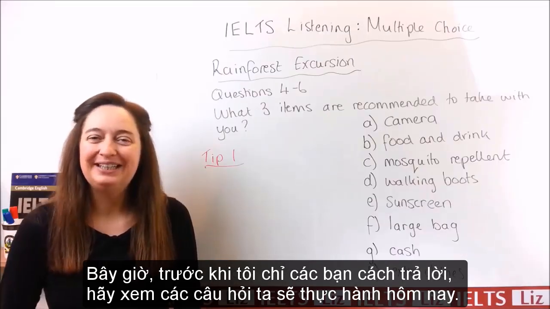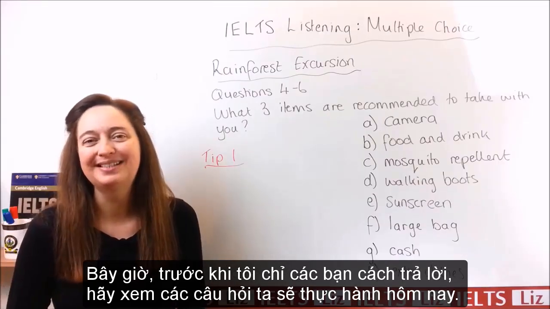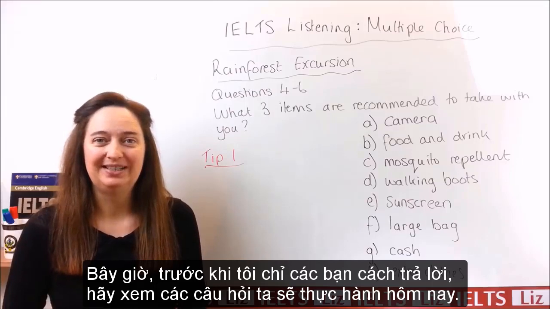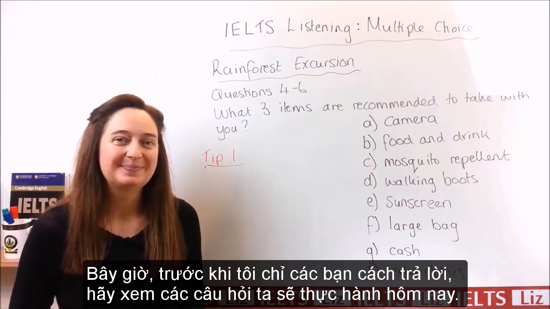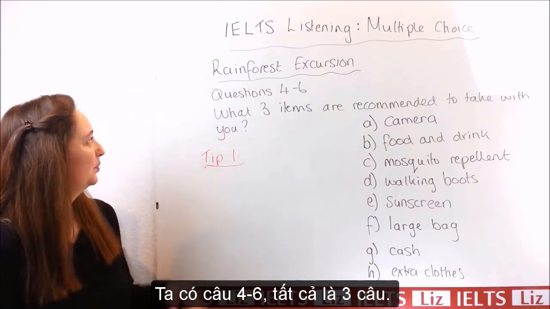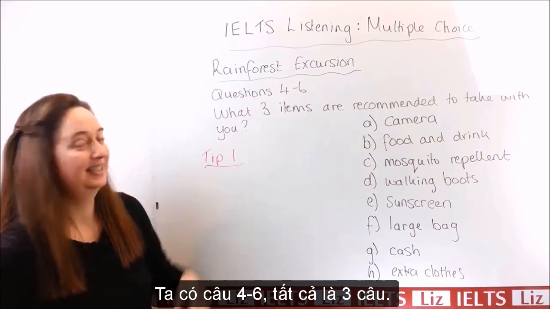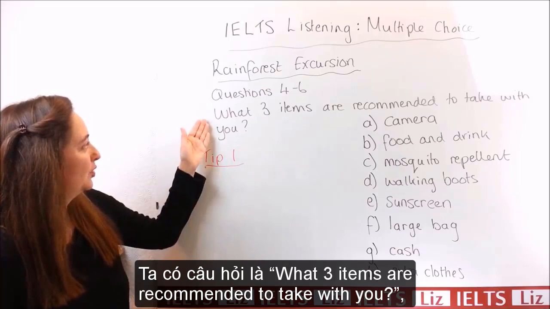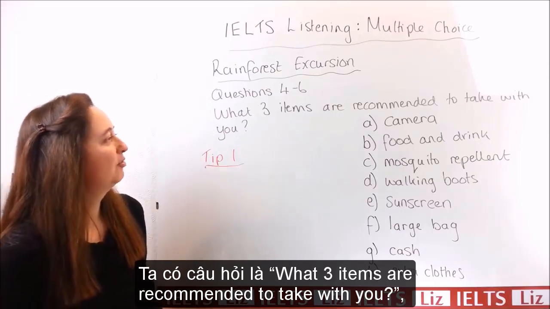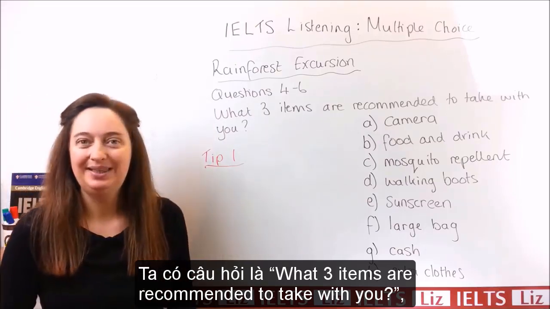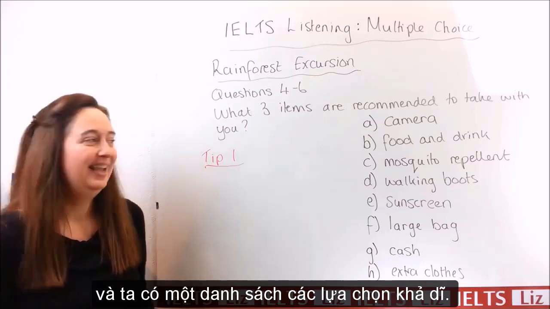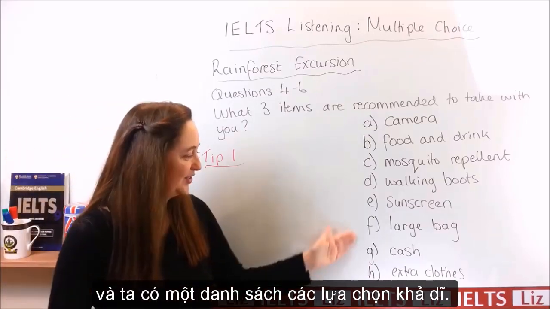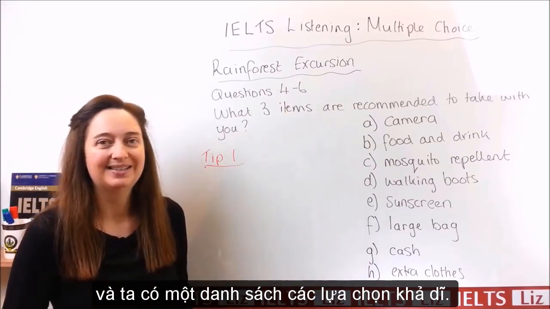Now, before I give you tips for multiple choice, let's have a look at the question that we're going to practice today. Here is the question. We've got questions 4 to 6. So that's 3 questions together. We've got: what 3 items are recommended to take with you? That's our question. And we have a list of possible answers.